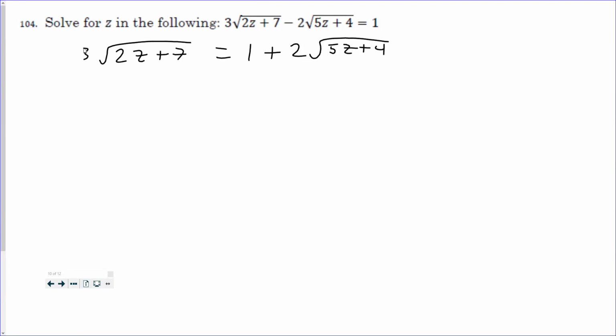And then from here, square both sides. On the left side, it's pretty easy. There's just one term. You get 9 times 2z plus 7. On the right side, it's the factored form of a perfect square trinomial. So if you memorize this, it'll make it a lot easier to solve.